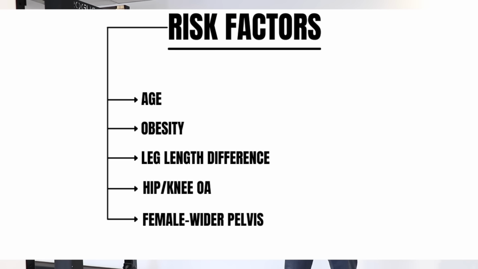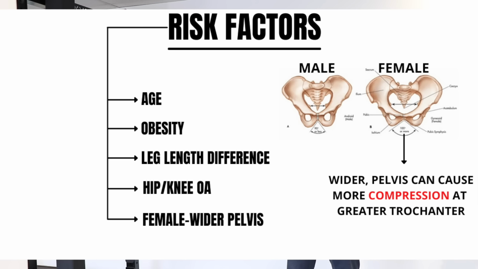So what are some risk factors for this condition? Well, age is one, obesity, leg length difference. Now this needs to be quite extreme, probably more than half an inch to be problematic. Hip and knee OA, and then females typically have this more often than males, and one reason that may be is their pelvis is wider, which just increases the chance of compression and irritation of the soft tissues.